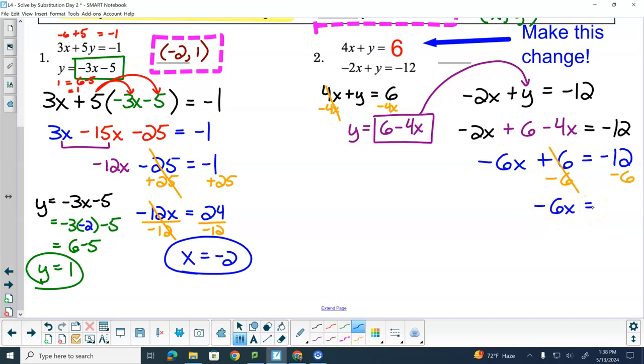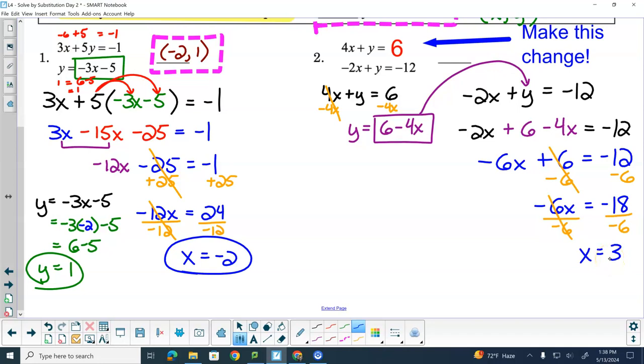Negative 12 minus 6. Both negative. Negative 18. Okay. How are we going to finish it off? What is negative 18 divided by negative 6? Yep, 3, positive.